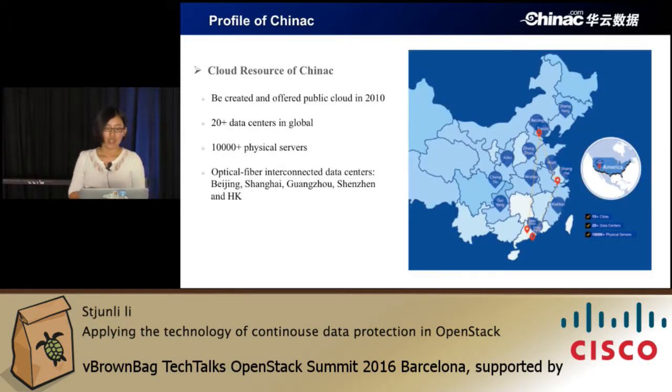Okay, firstly, who we are. Junli Li was founded in 2010 and has been offering a public cloud since then. It has 20 plus data centers globally and more than 10,000 physical servers. Data centers located in Beijing, Shanghai, Guangzhou, Shenzhen, and Hong Kong are interconnected by optical fiber.